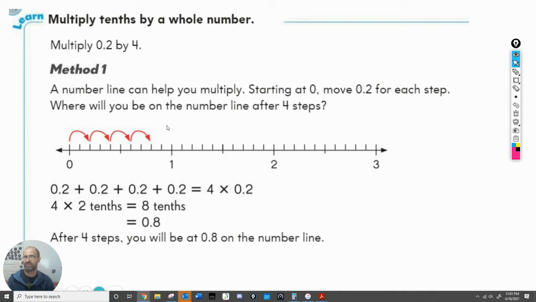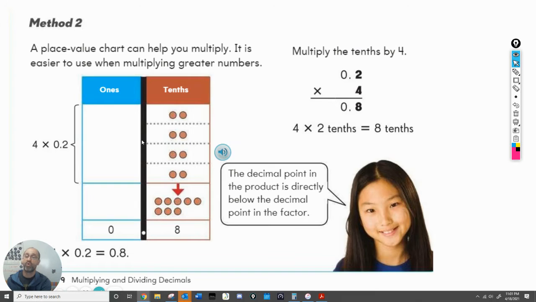So they're talking about doing 2/10 by 4. Method 1, you could use a number line divided into tenths, where you literally count 2/10 at a time 4 times to get 8/10. Pretty slick, eh? Or you could use a place value chart where you put 2/10 on your place value chart 1, 2, 3, 4 times, and you get a total of 8/10. And there you go. All right.